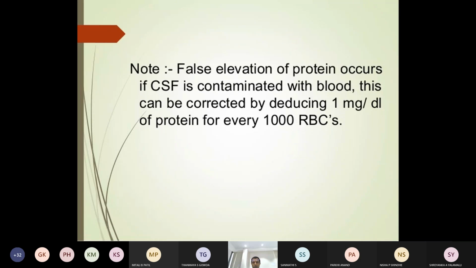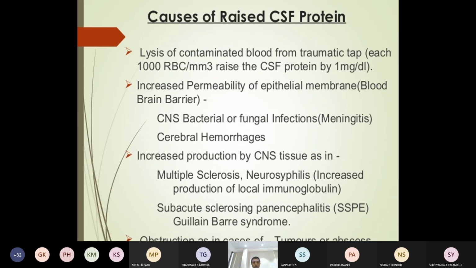Sometimes we get false elevations of protein if the CSF is contaminated with blood during the process of collection. This can be corrected by deducting 1 milligram per deciliter of protein for every 100 RBC. This is what we do in the lab. So, although there are several causes for increased protein levels, analysis of contaminated blood from a traumatic tap gives false results.